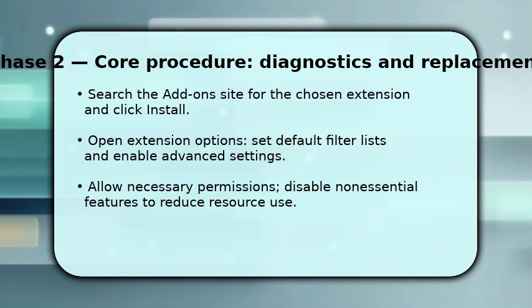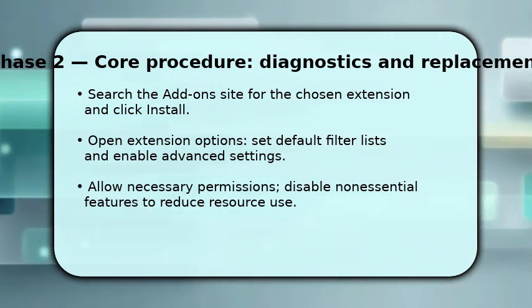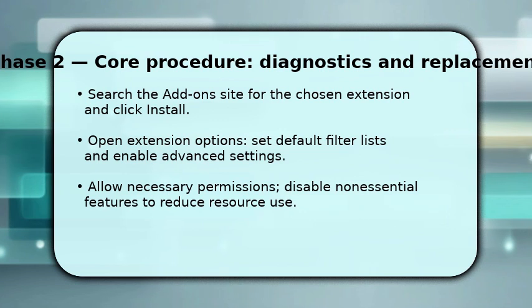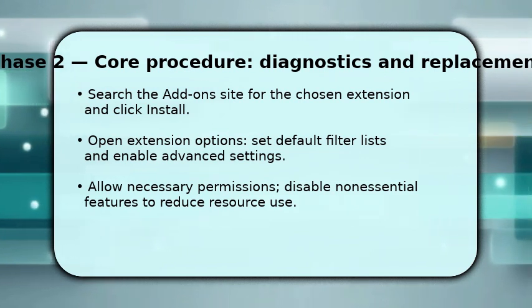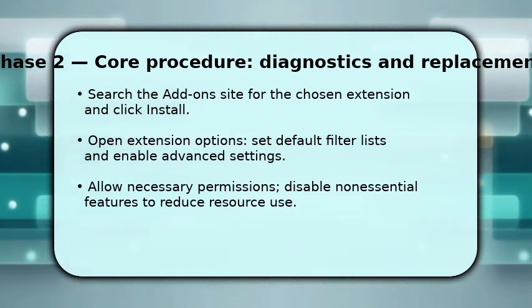Once installed, open the extension's options. Enable the main filter lists, such as EasyList and EasyPrivacy, and consider third-party trackers. If you want stronger blocking, enable advanced user settings, then import additional filters if needed. Make sure to disable overlapping features, like built-in tracking protection, only if the extension.